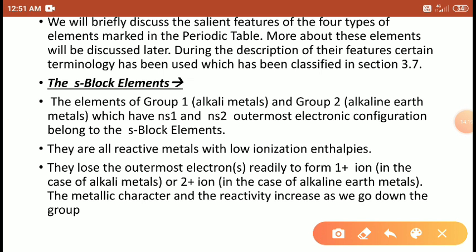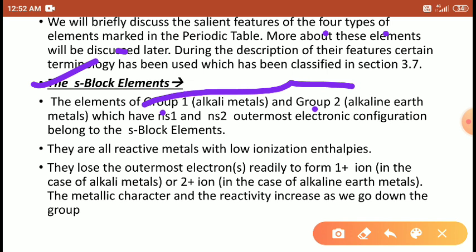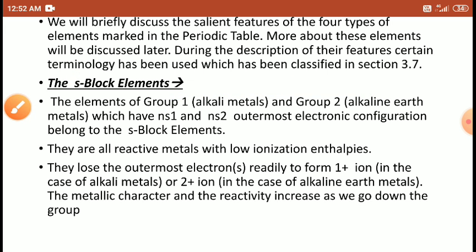So here we will briefly discuss some salient features of the four types of blocks, or you may say the four types of elements in the periodic table. The first one is the s block element. Group 1 and group 2 elements are called the s block elements.